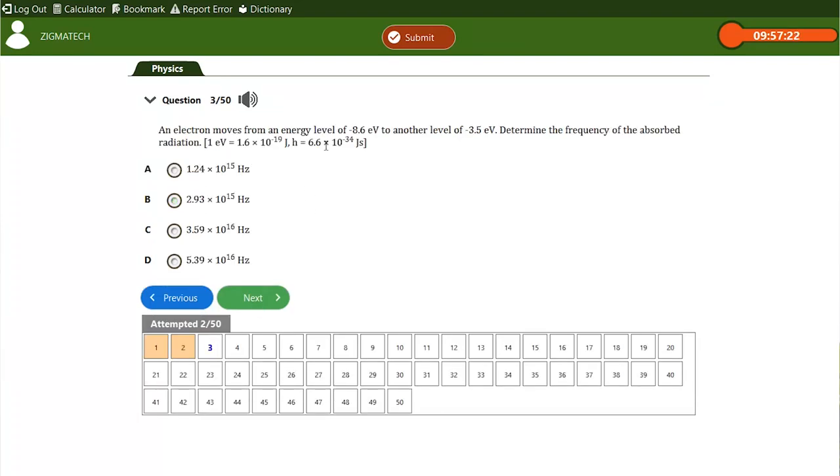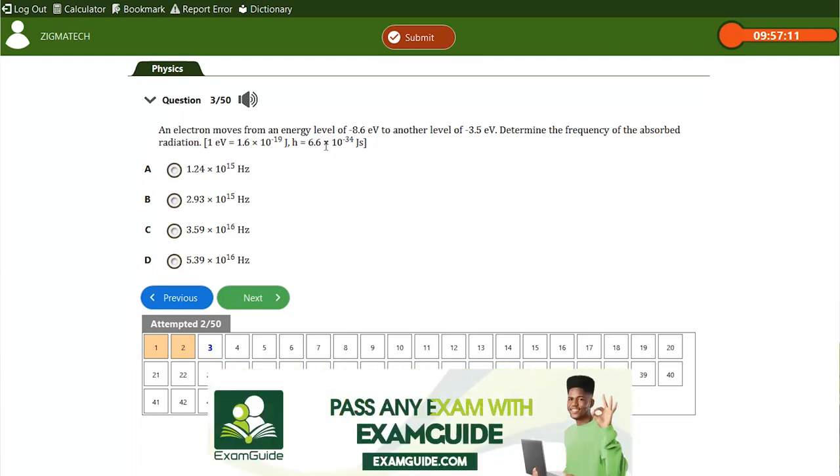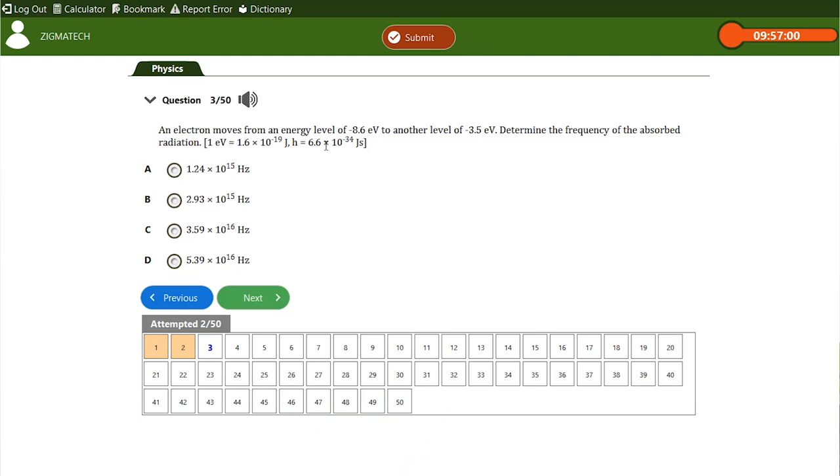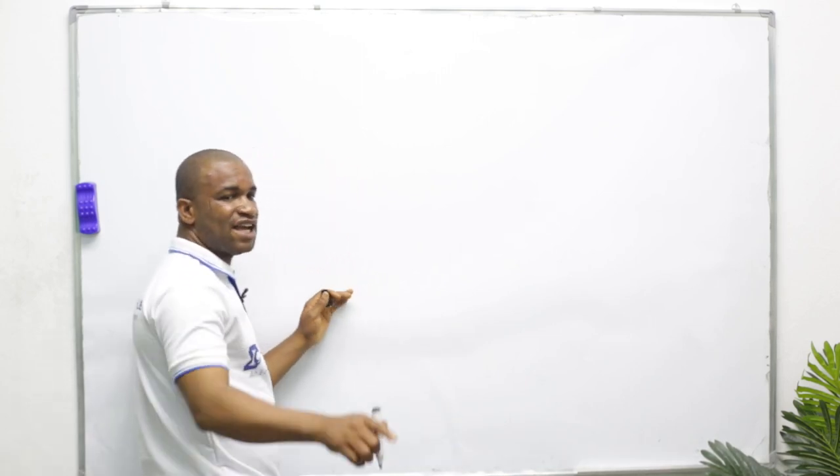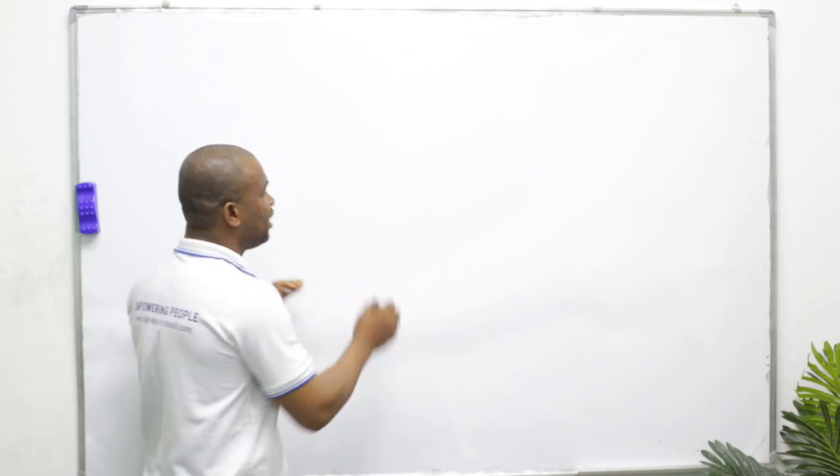An electron moves from an energy level of minus 8.6 electron volts to another level of minus 3.5 electron volts. Determine the frequency of the absorbed radiation. Take 1 electron volt to be 1.6 times 10 raised to the power minus 19 joules and h to be 6.6 times 10 raised to the power minus 34 joule second. All right, let's start with that. According to Neil Bohr, when you talk about energy quantization, we have that from lower energy level because it has higher number, minus 8. So I'm going to have that.